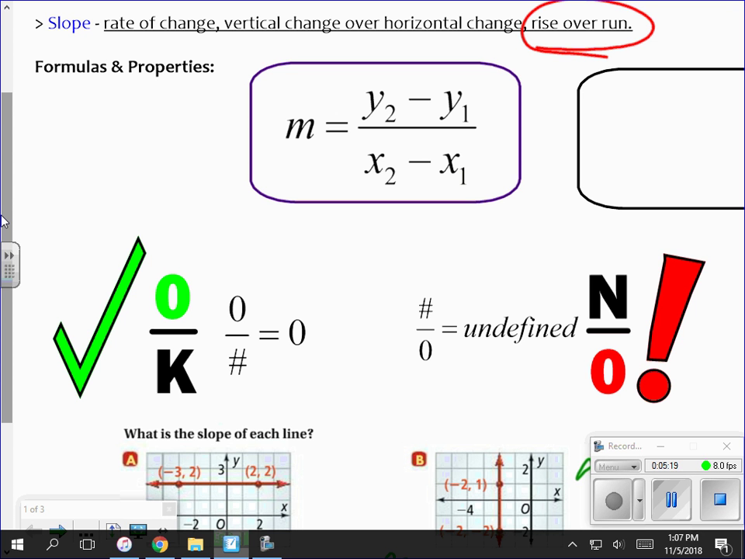And I'll put it up here again on your notes too. But okay, we're going to do finding slope from points in a minute.